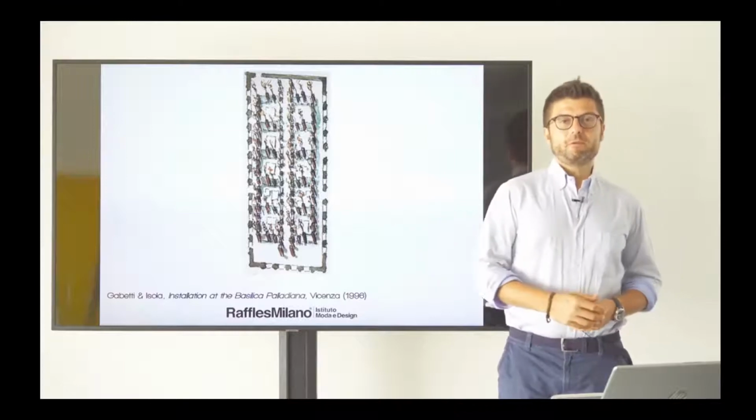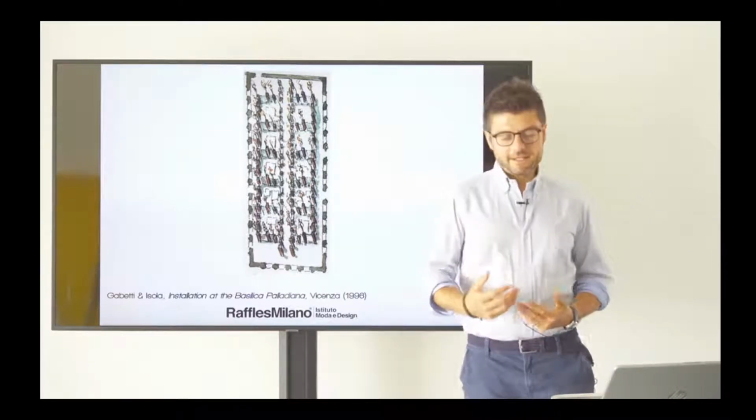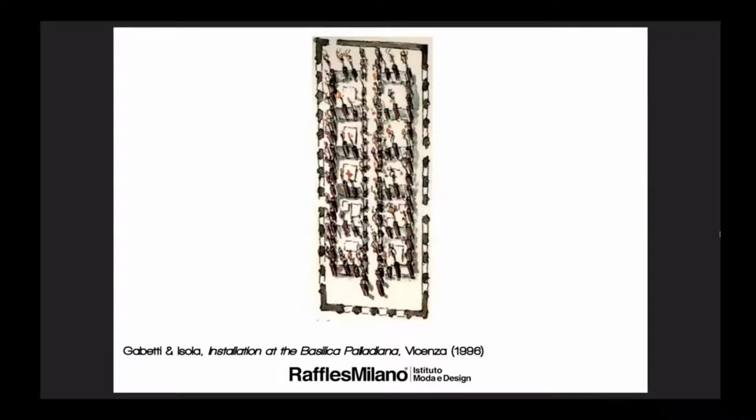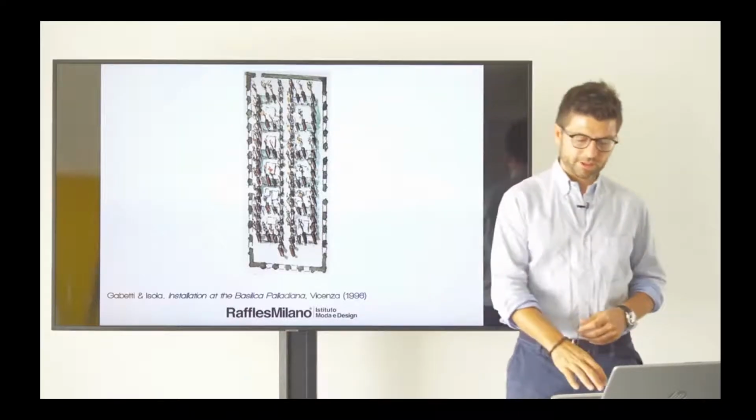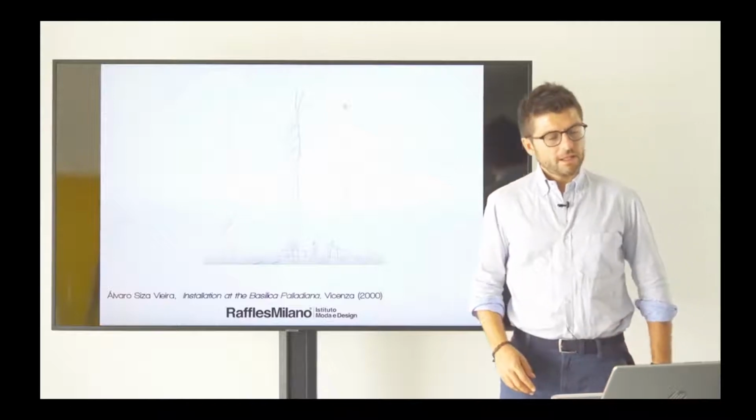The basic way for representing a space is the sketch. Here we see the sketch for the artificial garden created by Gabetti and Isola. It's a really basic sketch, just to find the schemes of the distributions, the ideas of the elements that should stay in the interior space. So it's the first approach to the project.